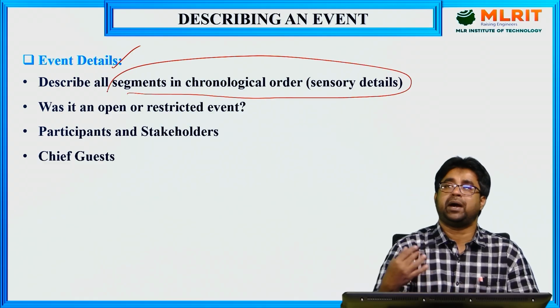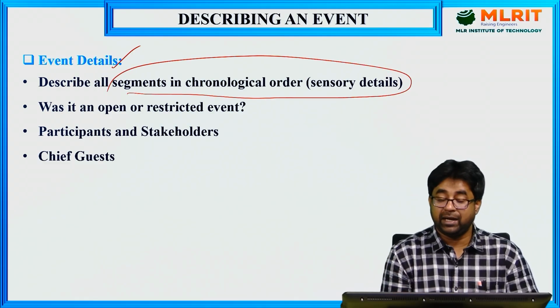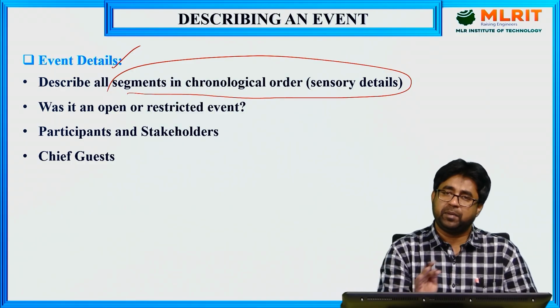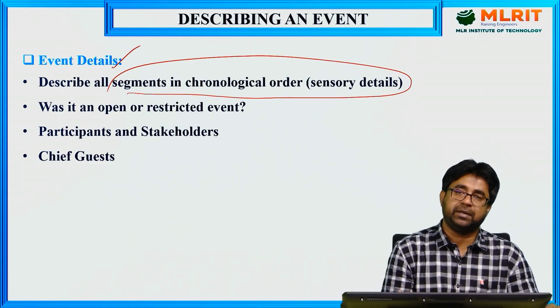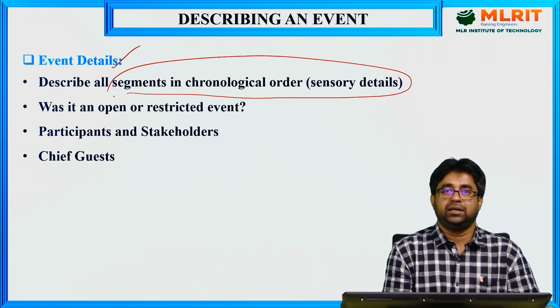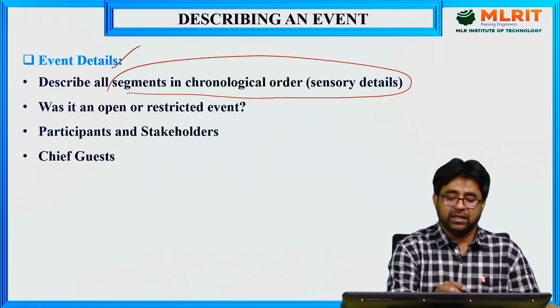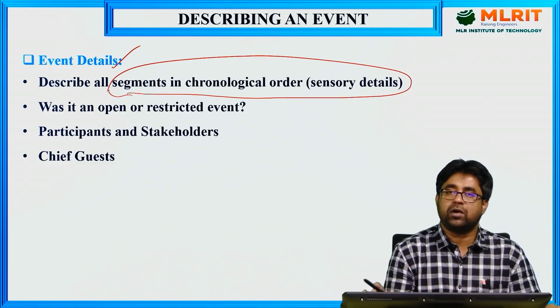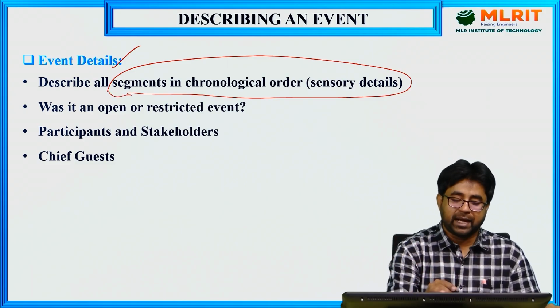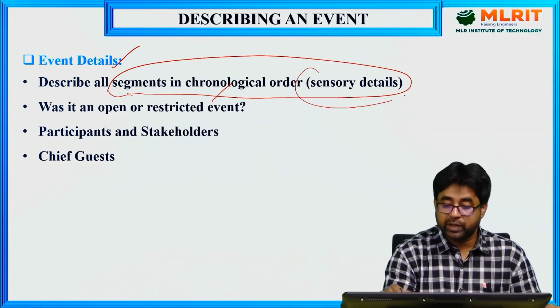Let's say if it's a one-day event like your annual day or any traditional day, there might be multiple segments, right? From the morning to evening. You can talk about all the segments in 2-3 sentences, and in chronological order, whatever happened in the same order, you can describe them. Here also you can use sensory details.